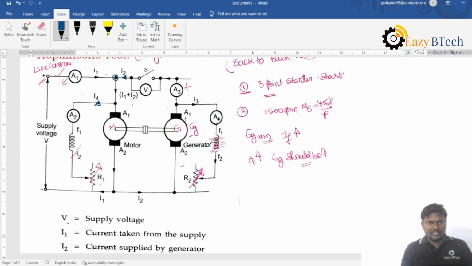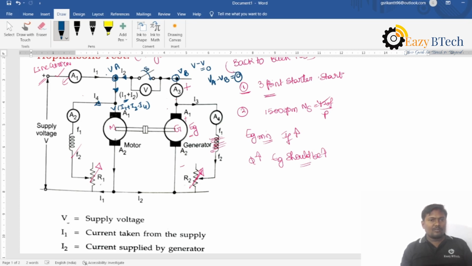Now if you apply KCL at this node, the current flowing through this line is I1 plus I2. In this I1 plus I2, I4 is divided, then applying KCL at this point, I1 plus I2 minus I4 is the current flowing through the armature. By varying this field rheostat, when the potential at this point and at this point, let us call them A and B, are equal, that means VA minus VB is equal to 0, then close the switch.